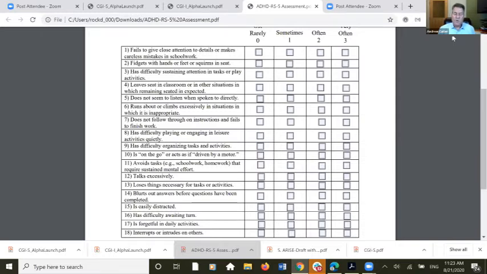Item number 11, avoiding tasks such as schoolwork or homework that require sustained mental effort. Now here again, what happens is this is keyed to schoolwork and homework, and you might have a parent say, well, we didn't have school this week.